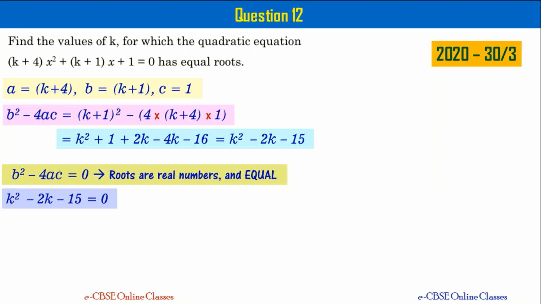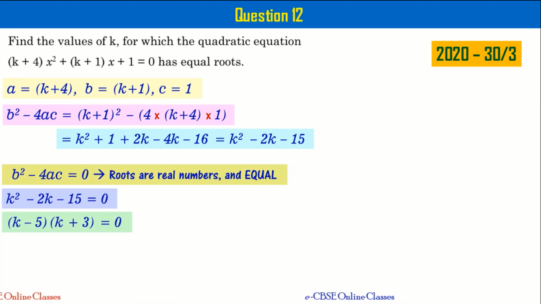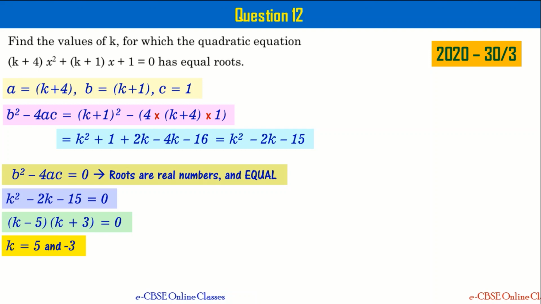This is also a quadratic equation. Let's solve this particular equation. When you solve it, you get (k minus 5) times (k plus 3) equal to 0. It means k equal to 5 and k equal to minus 3 are the values which satisfy the given quadratic equation such that the roots are going to be equal. Please take a note of that.